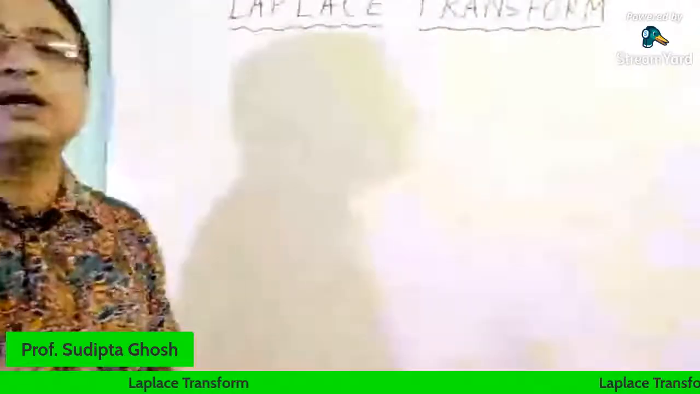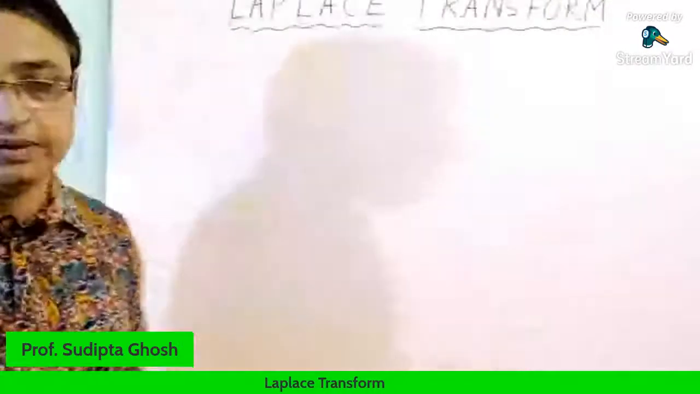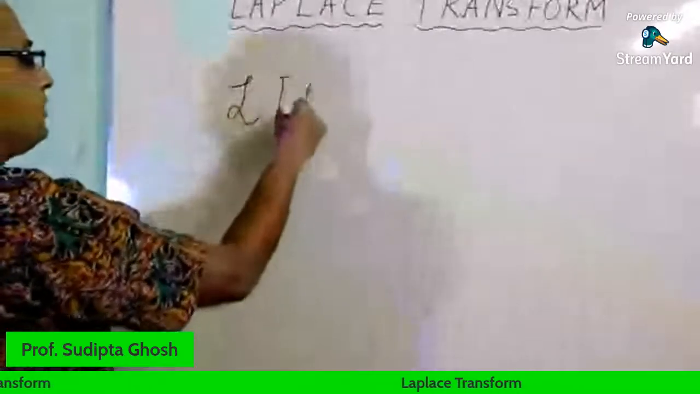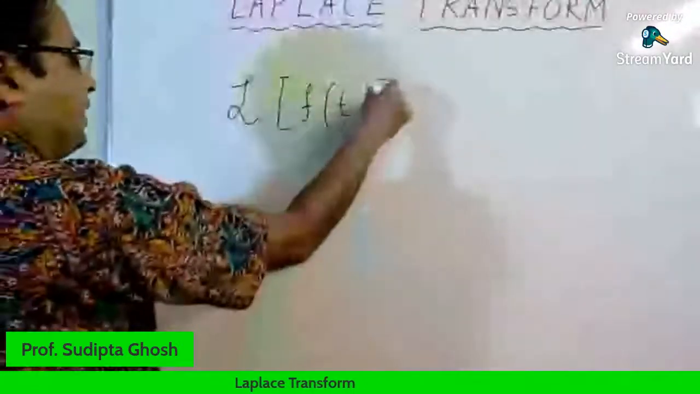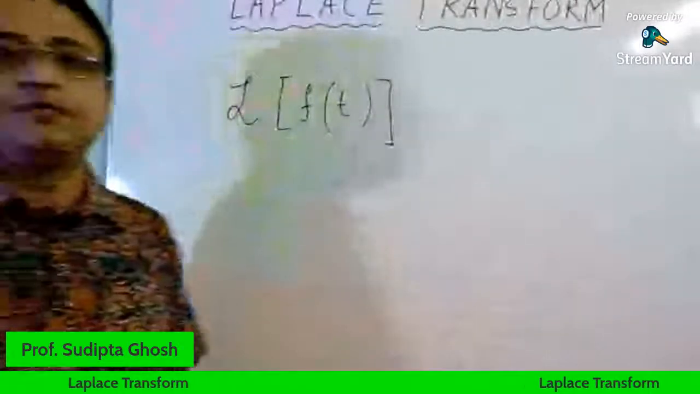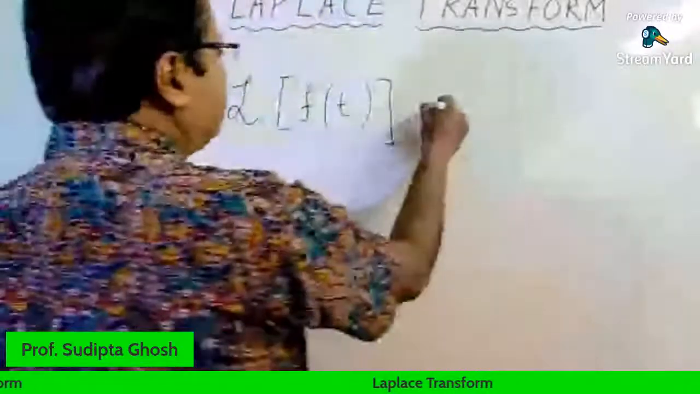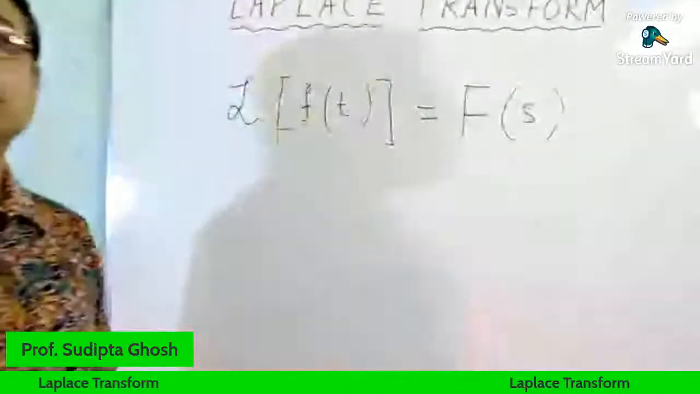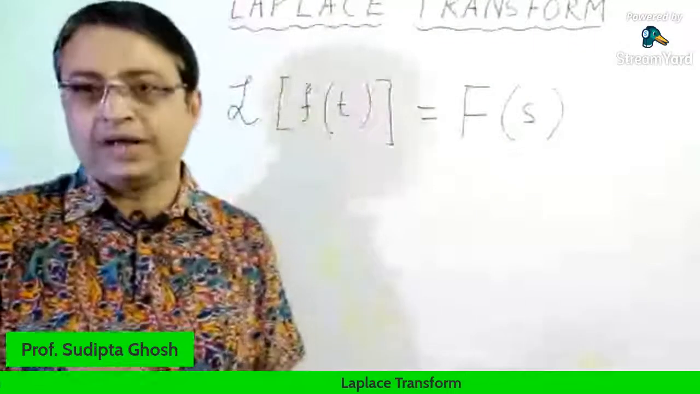Now, any input value or any function, if it is given as a function of time, that is f of t, by Laplace transformation we can convert this time function into its frequency domain. So we can write the Laplace transform of the function of t, that is the time function. The Laplace transform of the time function gives us the function in its frequency domain, which is given as capital F of s.